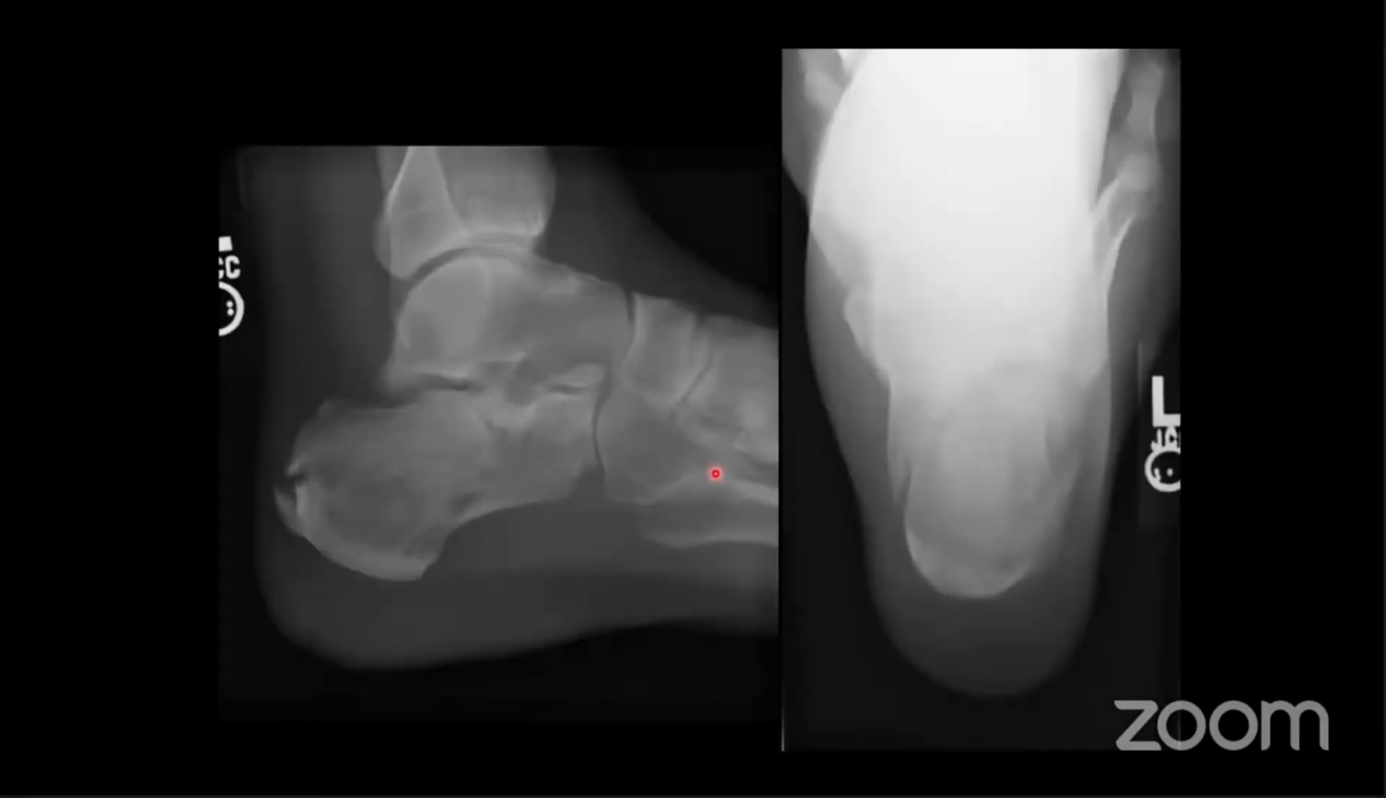Right, so moving on to the foot. What do you think of this?